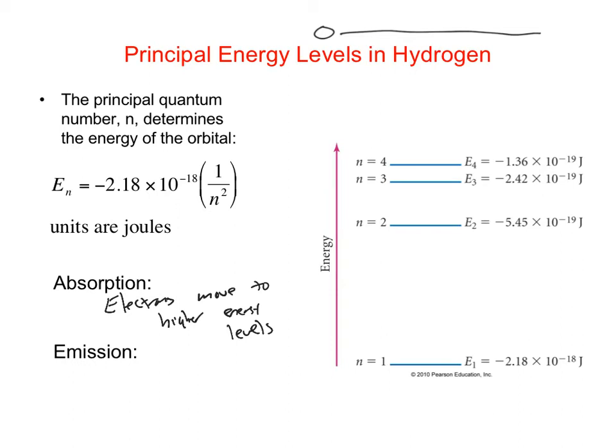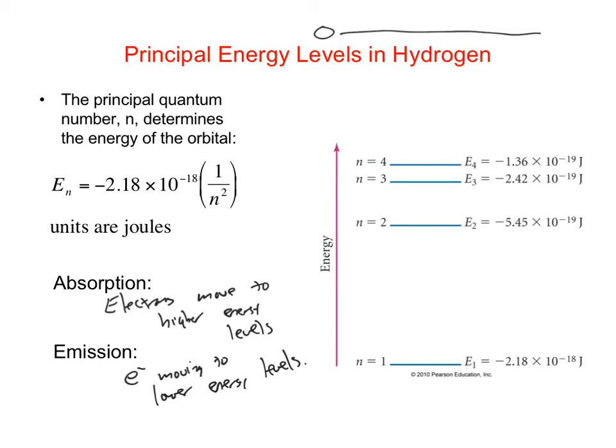And when we have emission of a photon, the electrons are moving to lower energy levels. So again, when we absorb a photon, we're going from a lower energy level to a higher one. When an atom emits a photon, it's going from a higher energy orbital and dropping down into a lower one.